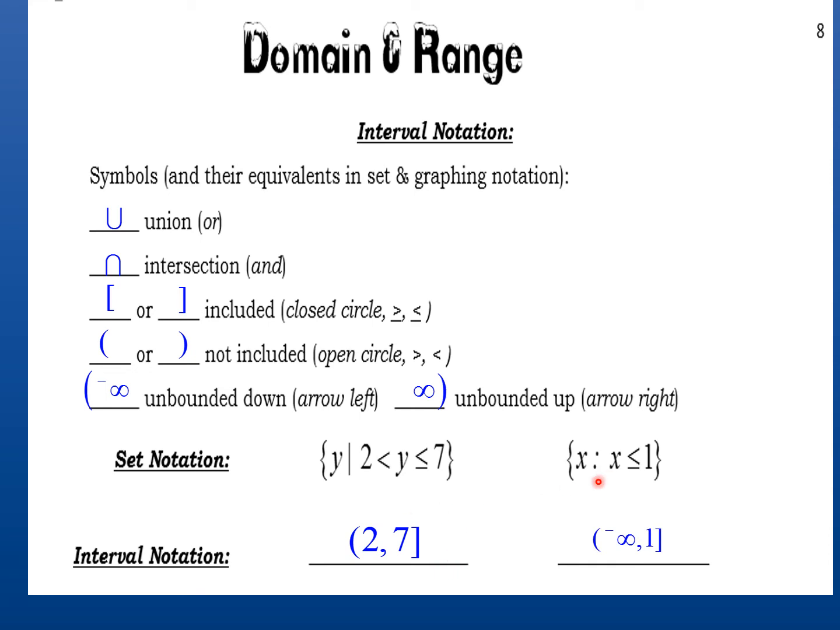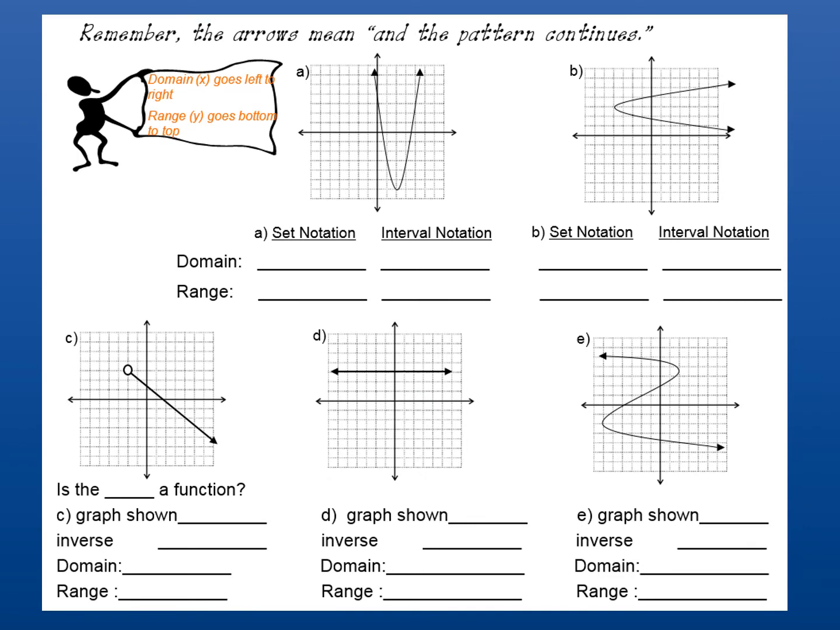Here is set notation, x values such that all the x values are less than or equal to 1. So if they are less than 1, they would start left to right. Far left on the number line is negative infinity, and it would go up to 1. Here's a review of interval notation. So we introduce to you how to find the domain and range.